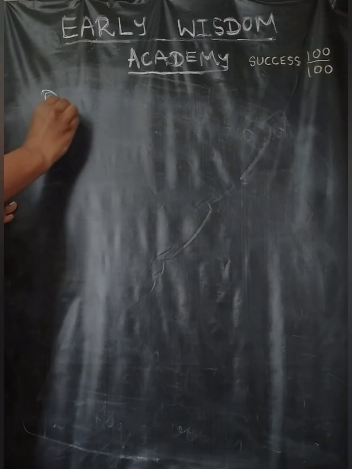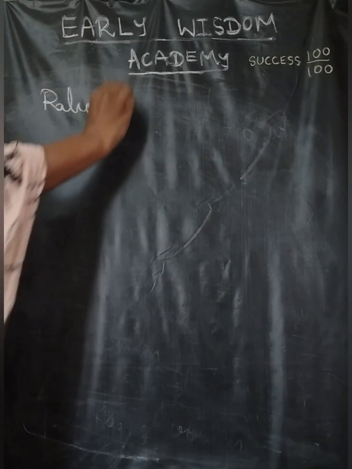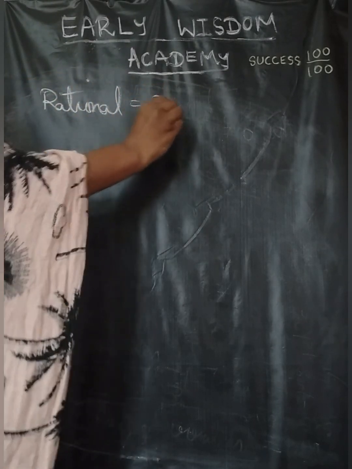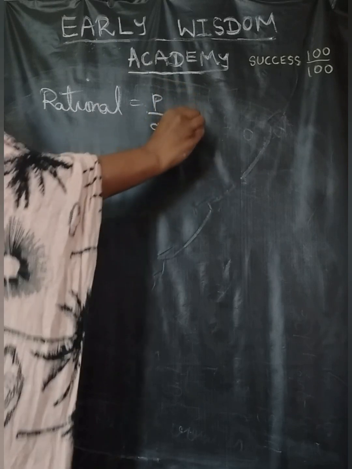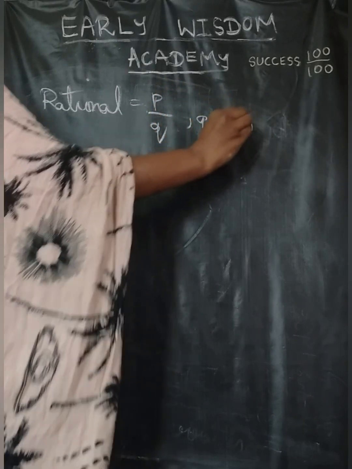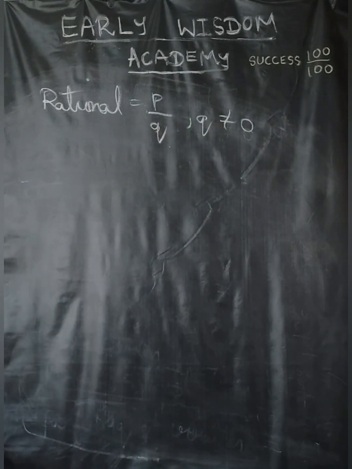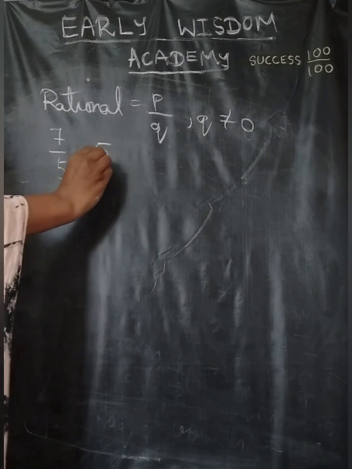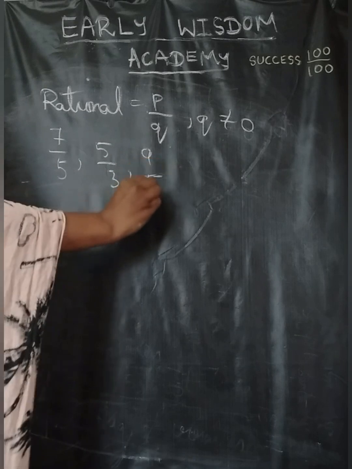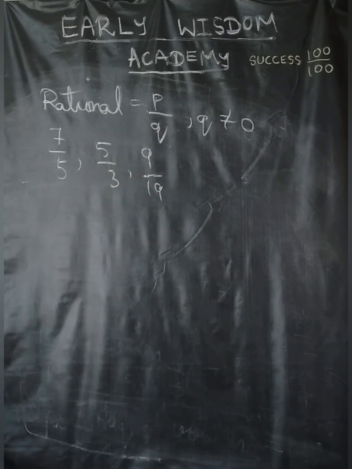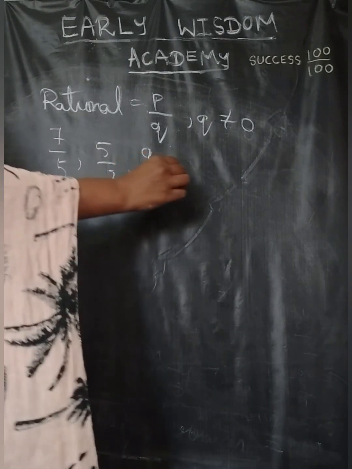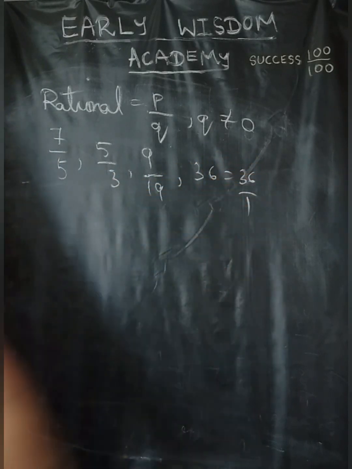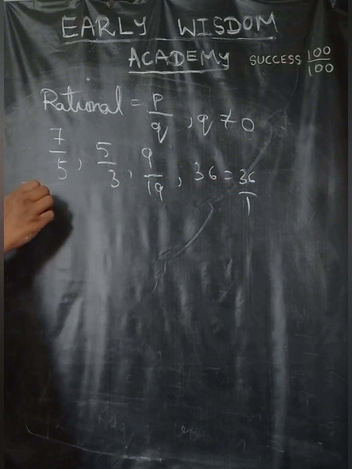Let us understand what rational numbers and irrational numbers are. Rational numbers are the numbers which can be represented in the form of p by q, where q is not equal to 0. The denominator should not be equal to 0. For example, 7 by 5, 5 by 3, 9 by 19. All these are rational numbers. I can even write 36 as 36 by 1, which is also a rational number.